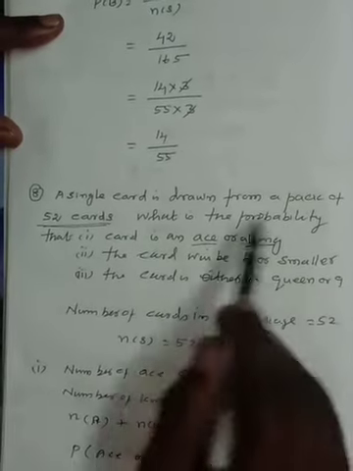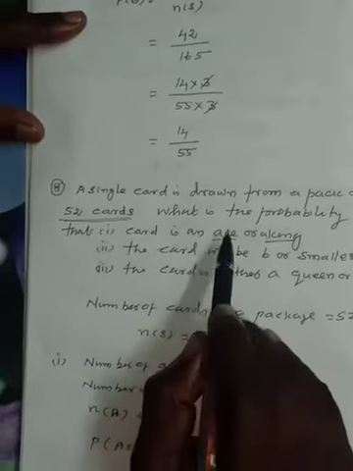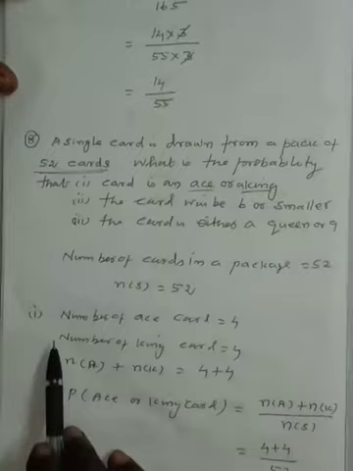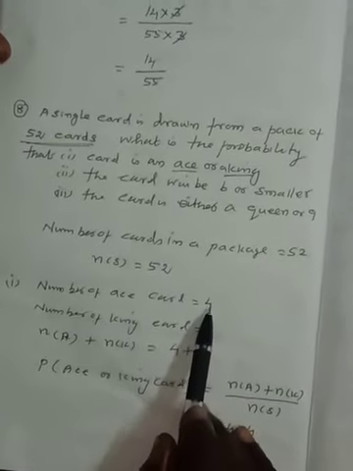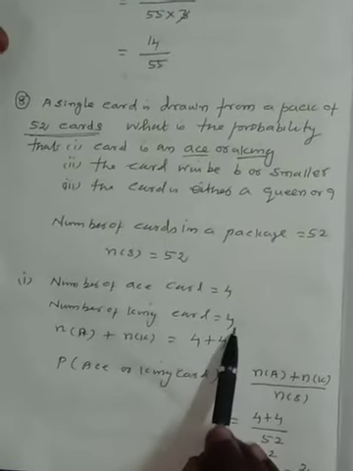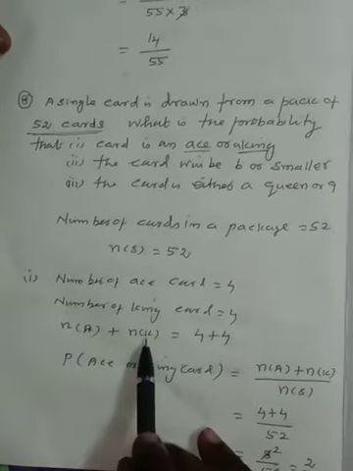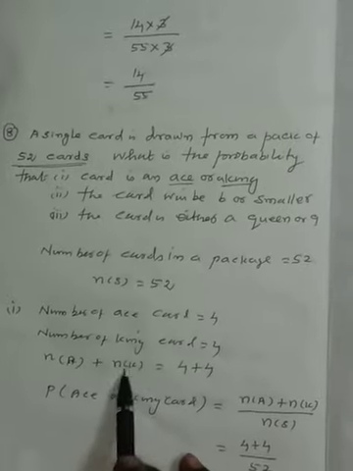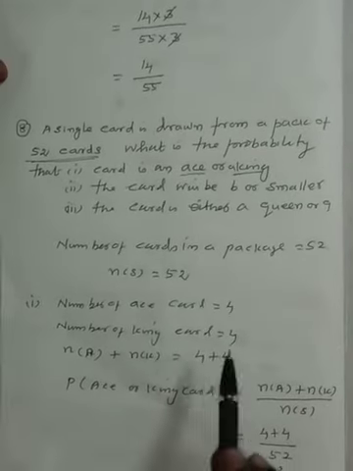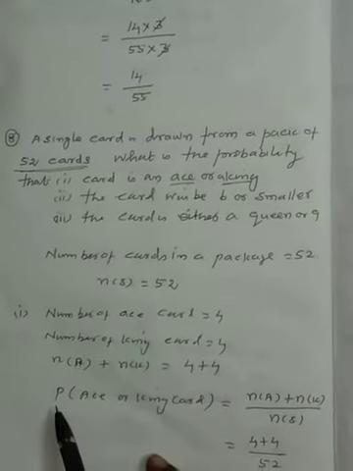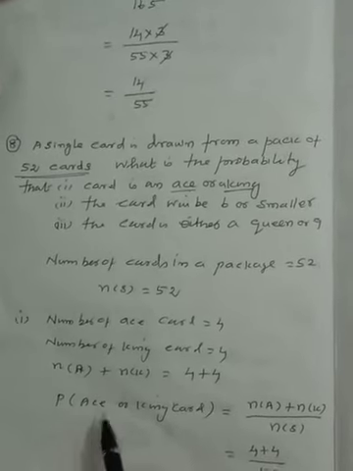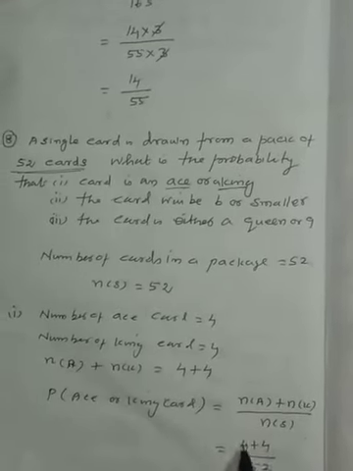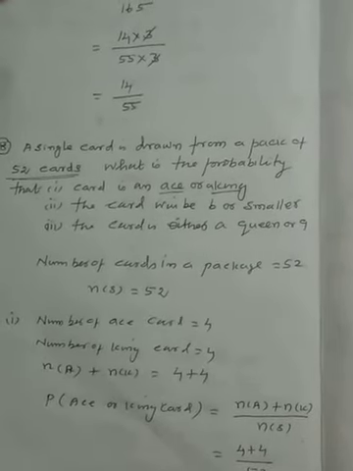First, the total number of cards is 52. Number of ace cards is 4, number of king cards is 4. So N of A plus N of K, the ace cards plus the king cards, is 4 plus 4 equals 8. Probability of an ace or king card is equal to N of A plus N of K divided by N of S, which is 4 plus 4 divided by 52. Cancelling, we get 2 by 13.